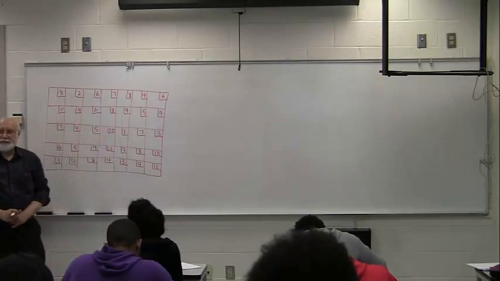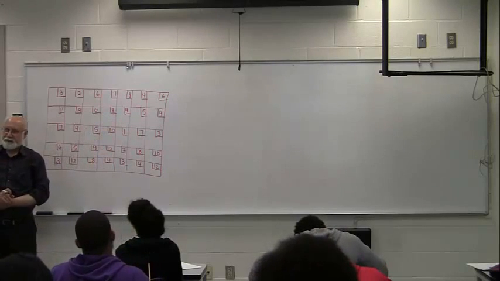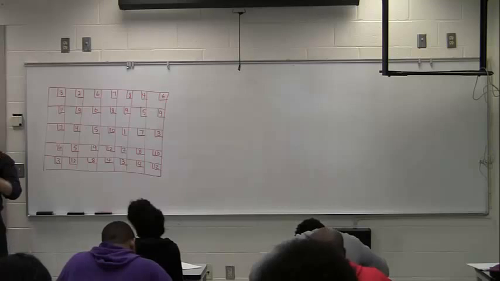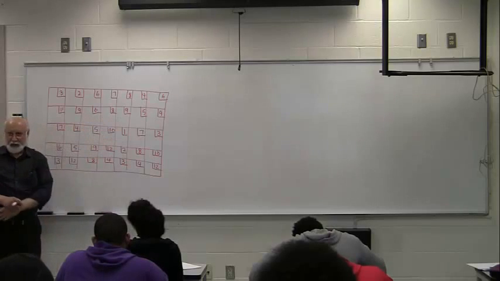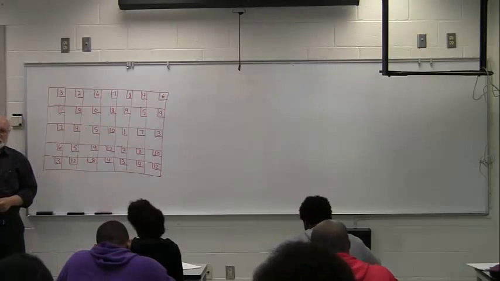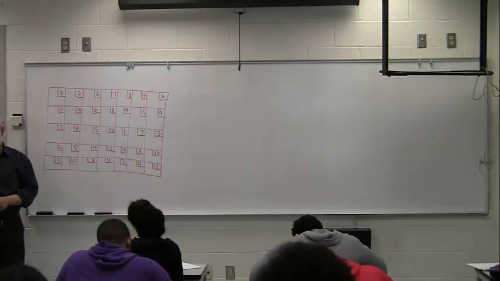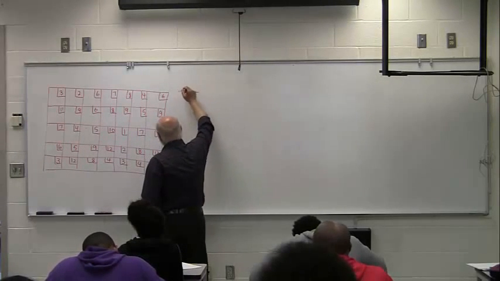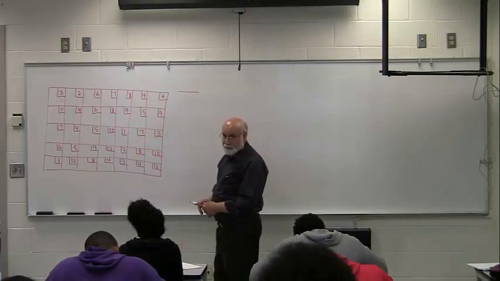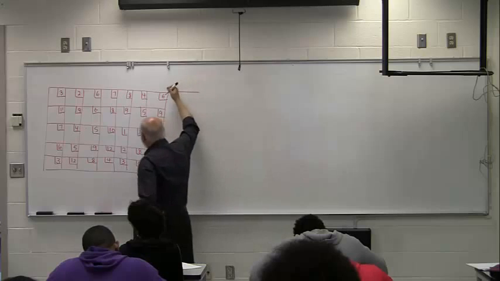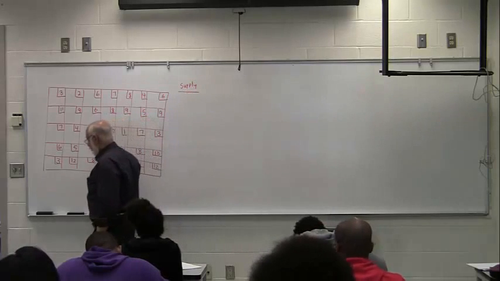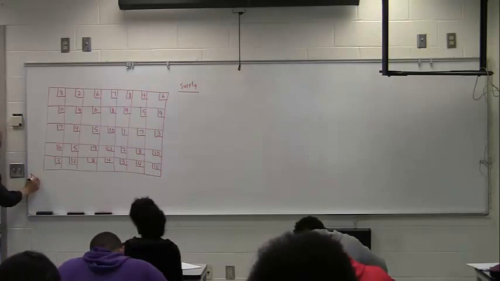So what does that mean? What does that 9 mean? It means the cost of transportation from supply center 2 to demand center 5 is $9 per unit. That's what it means. In here, we will write the supplies. And in here, we would write the demands.